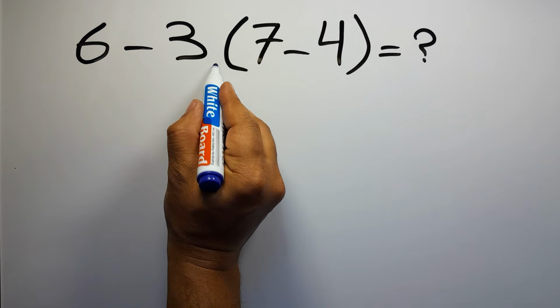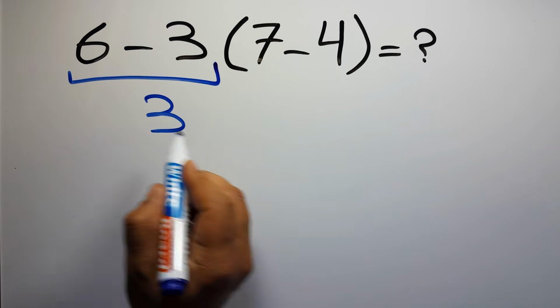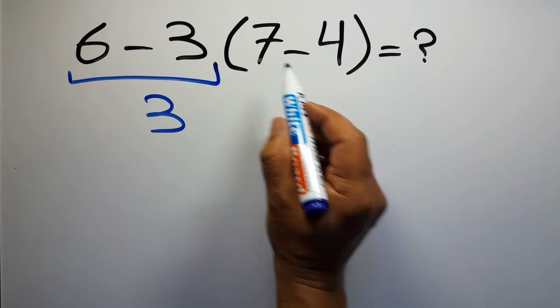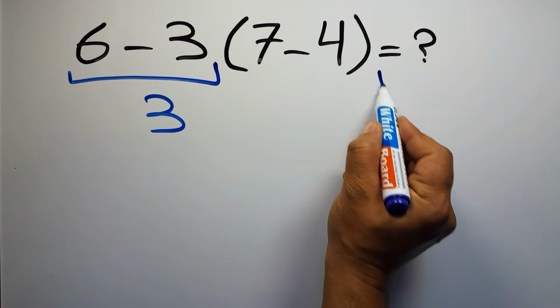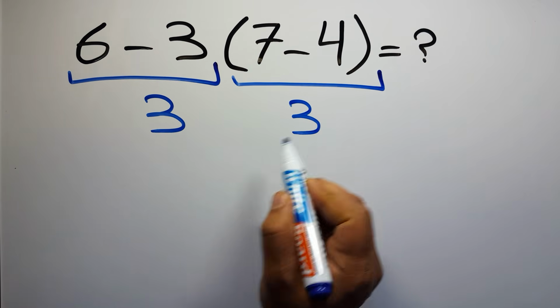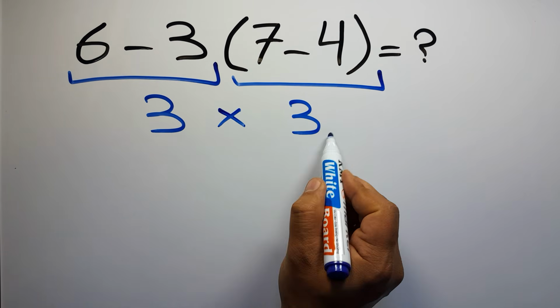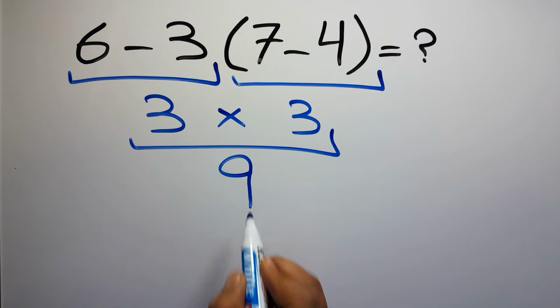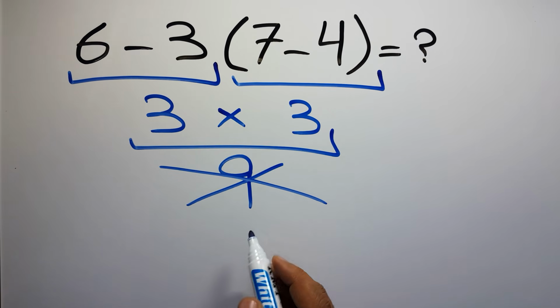6 minus 3 equals 3. And inside this parentheses we have 7 minus 4, which again equals 3. So 3 times 3 gives us 9. But this answer is not correct.